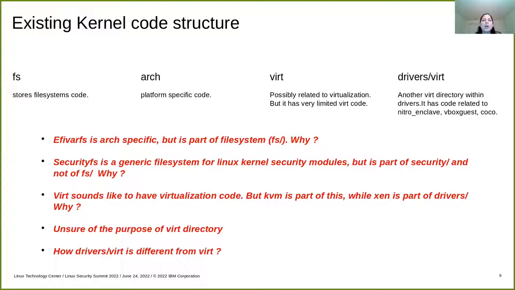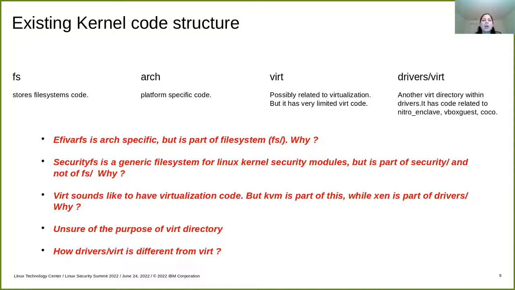Now, if we observe the kernel code structure, we all know that there are different directories and each of them has its own purpose. FS is for storing file system code, arch is for platform-specific code, and there's virt and drivers/virt. I do not know much about them, but I had to look at them because of Coco patches, and it seems they are for virtualization. I do not understand the exact difference between the two directories, but they both seem to be for virtualization.